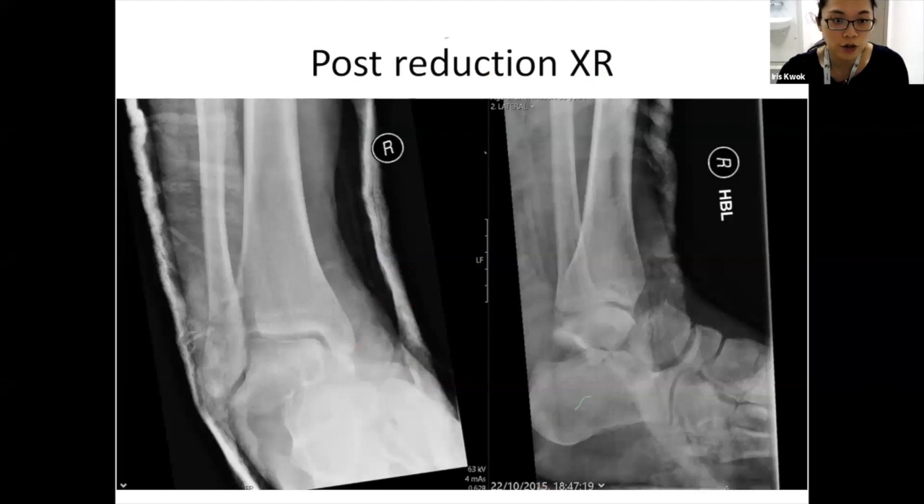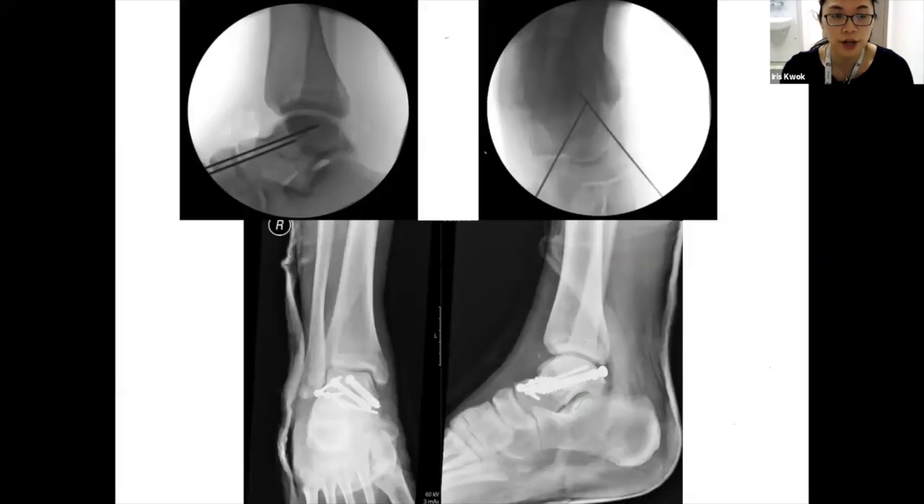So in this case, the patient had an attempted reduction. Unfortunately, it didn't actually change very much. Didn't really get it reduced properly. So he went for surgery the following morning. And you can see here they've used a dual incision approach. So they've gone both sides, anteromedially and anterolaterally.